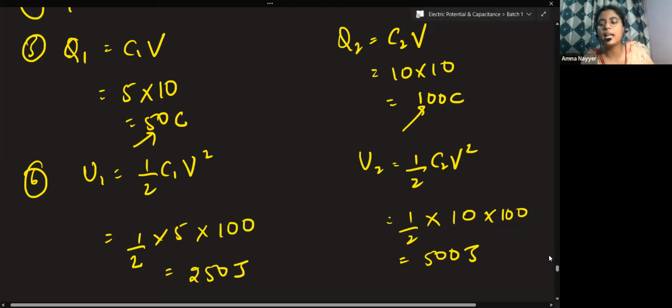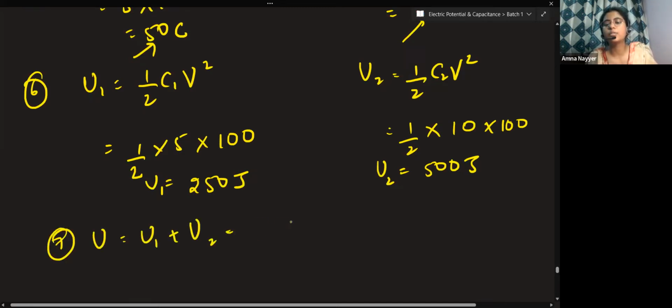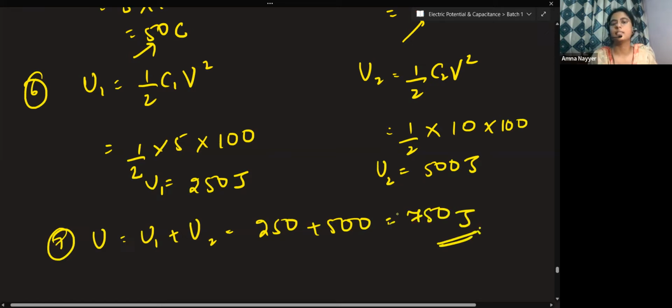Now the last part says total energy. See, U1 is this, U2 is this, so total energy will simply be U1 plus U2. That becomes 250 plus 500, which gives 750 joules. This will be the final answer. Yeah, so note down all the parts, and whichever part you're not able to understand, ask me.